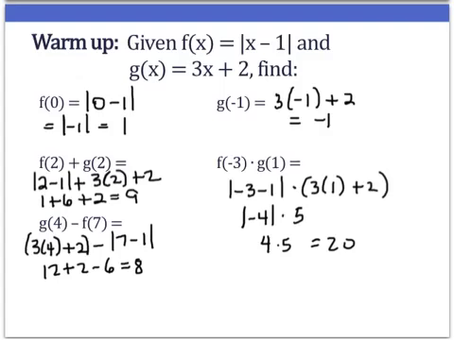And then up here with the f of negative 3 and the g of 1, I substituted the negative 3 into the absolute value where x was, and I substituted 1 into the g of x where that x was, and you get a value of 20.